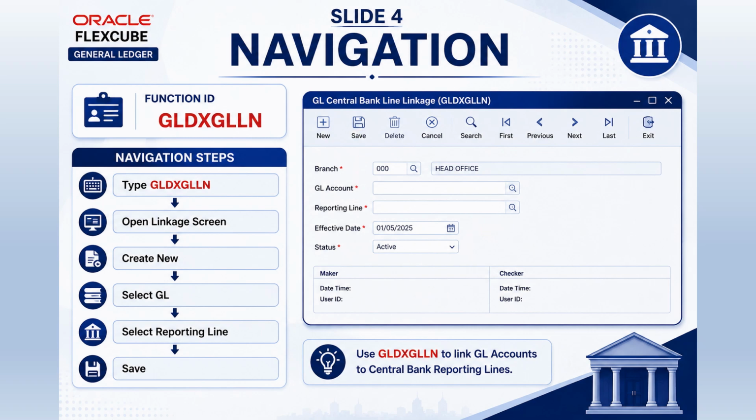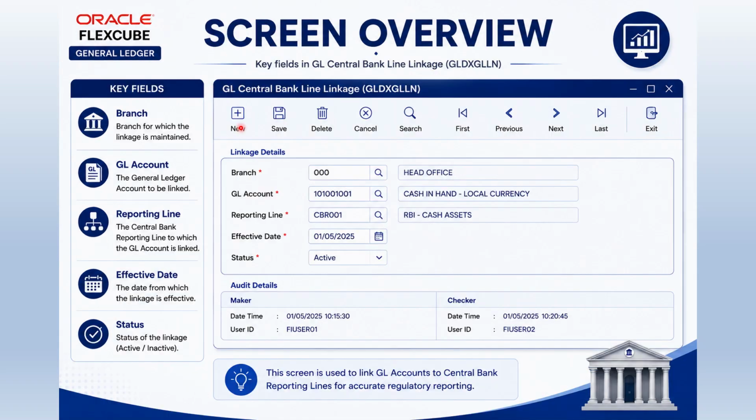Screen overview. The linkage screen contains the key information required for maintaining the mapping. This includes the branch, GL account, reporting line, effective date, and status. These details identify which GL account is linked to which reporting line and the applicable linkage information.